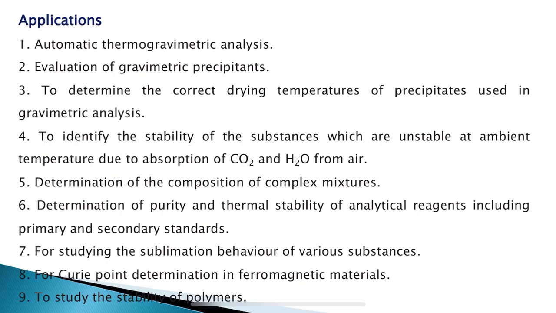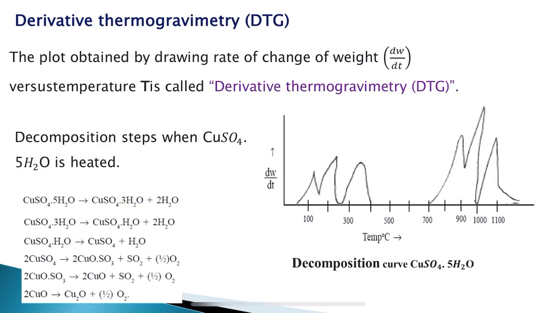These are various different applications of thermogravimetric analysis. In this way, this technique is very important in analytical chemistry. It is a widely used technique for the characterization of various different compounds in analytical chemistry. So, this completes thermogravimetric analysis, and the next part of our discussion will be on derivative thermogravimetry. So, what is meant by derivative thermogravimetry?